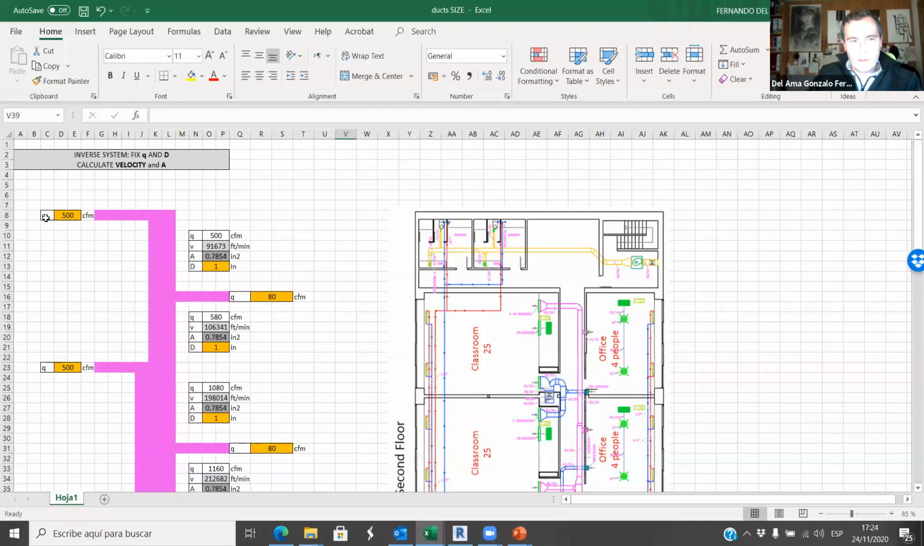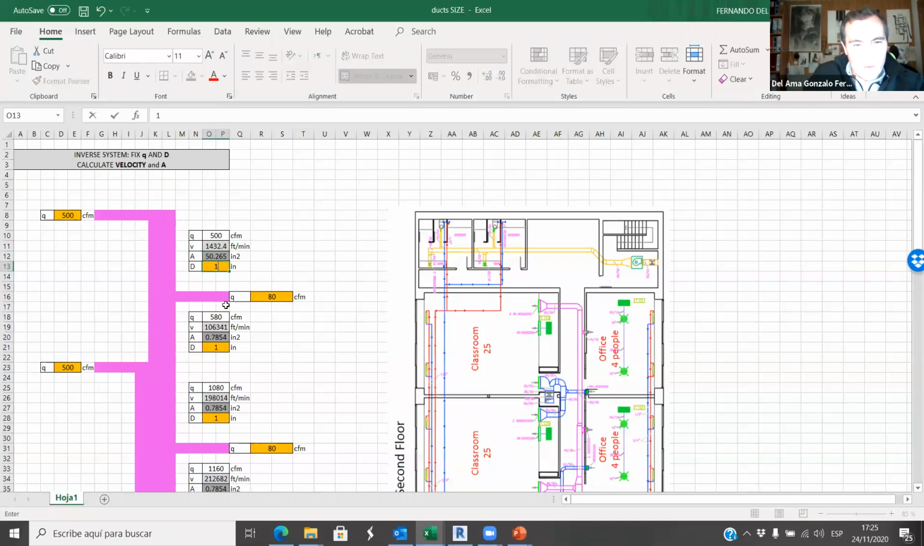Okay, so those are the diffusers, the classroom, and the office space. And every time we add a diffuser, we have to change the conditions because the airflow changes. Okay, so from this diffuser up to this T, we have 500 CFM. And now what is the velocity? It's 91,000 feet per minute. It's too much. Why? Because the diameter is 1 inch. So what would be the right diameter? Let's say 8 inches. Now the velocity is 1,400.